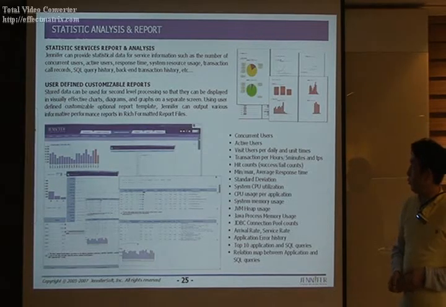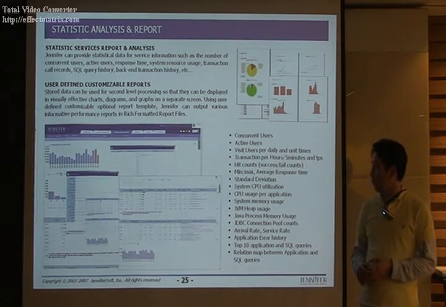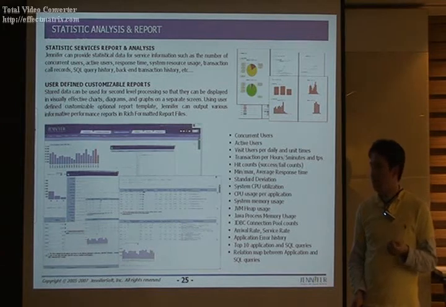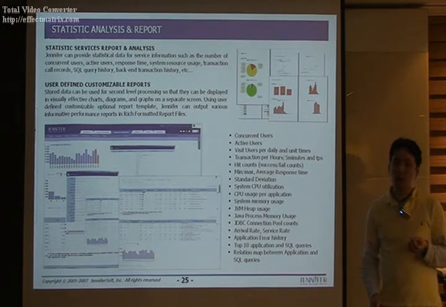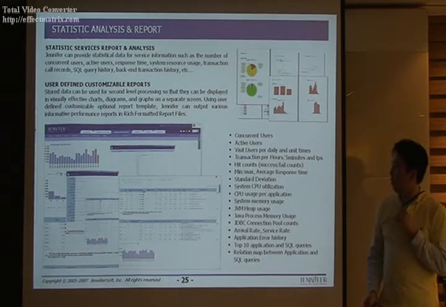Statistical analysis and reporting function. Because Jennifer has its own database repository, it can hold as much historical data as possible. Typically, the amount of data it holds is about 30 days. But as long as you have space, Jennifer can hold as much data as possible.